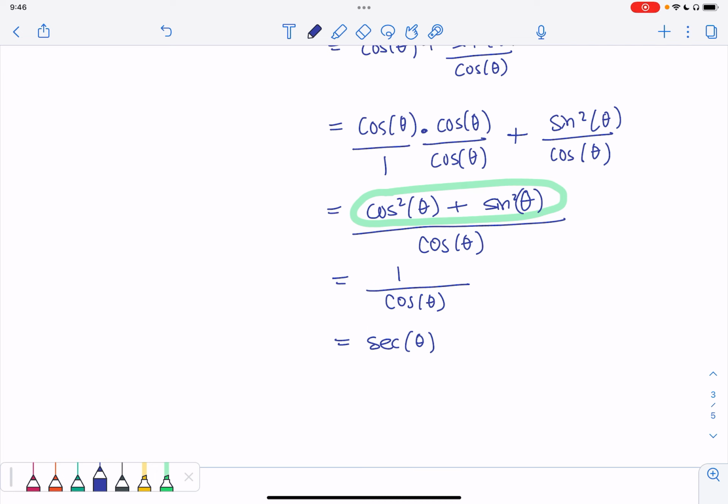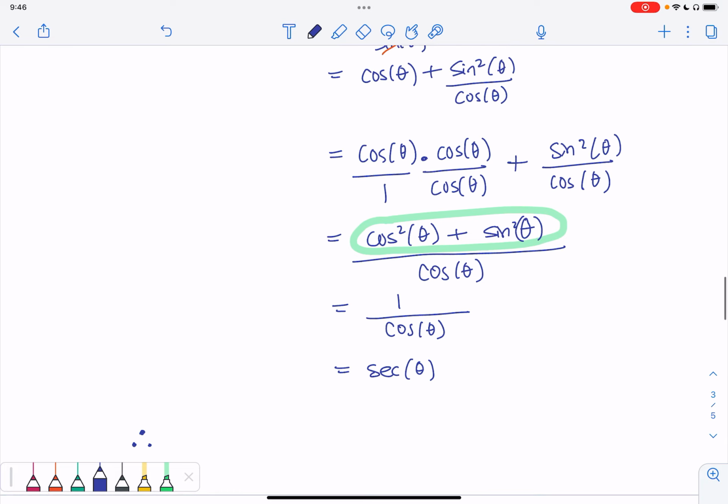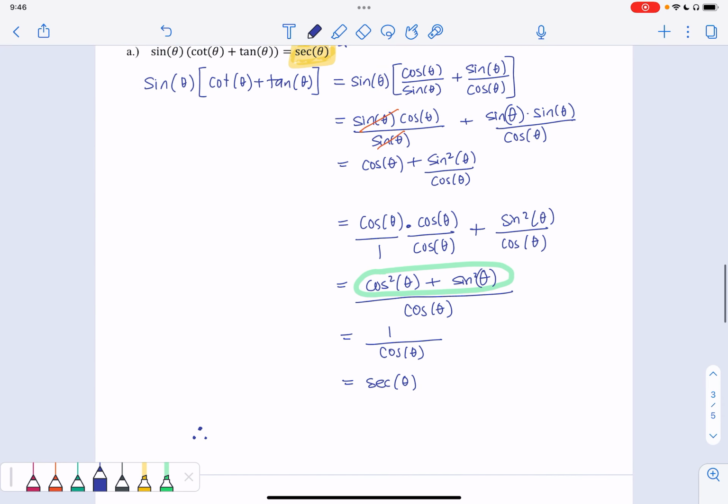So sometimes we like to end it with something fancy. We make a little therefore symbol, which is like a triangle made out of dots. So we say therefore, and we write that beginning expression. Let's go back to it. Sine of theta all times cotan of theta plus tan theta, right, equals secant of theta.